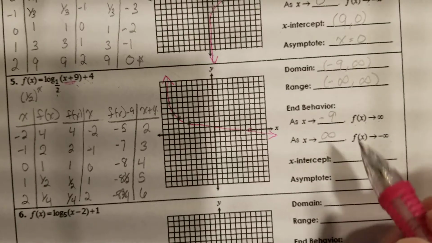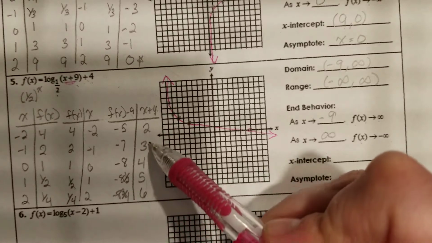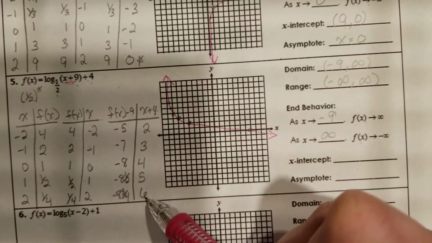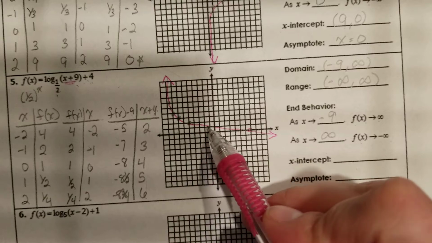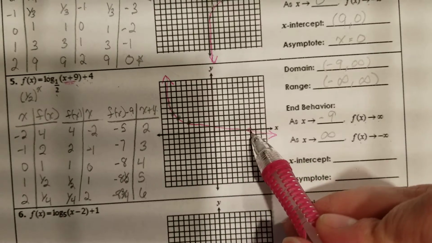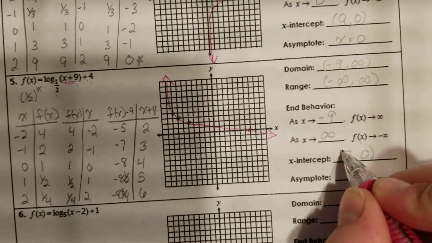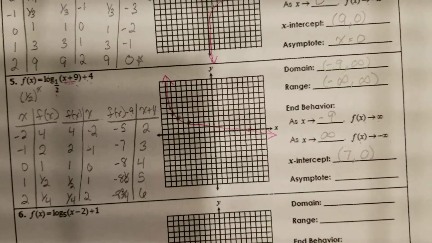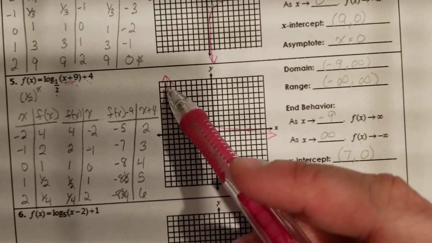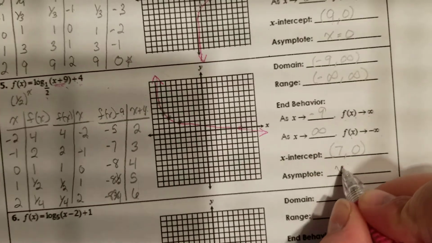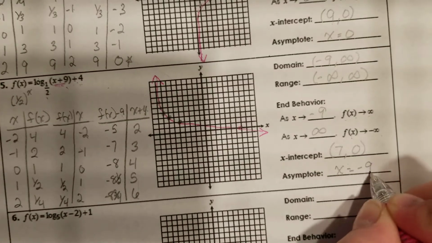Alright, so our x-intercept, we don't have a 0 anywhere here in our table, so we can't get it from our table. And you have to kind of extend your graph clear out, but it's going to be about 7. So our x-intercept is 7, 0. And then we said we're never going to cross negative 9, so our asymptote is x equals negative 9.